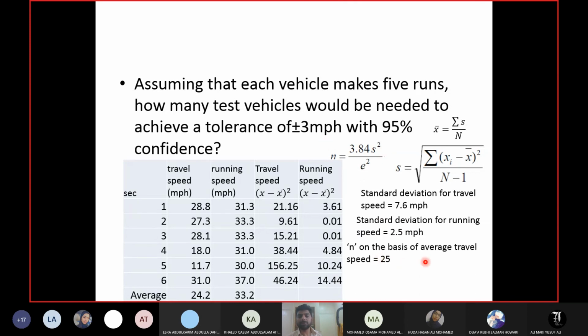The number of samples required according to average travel speed is 25. Now you need 25 runs and one vehicle will make 5 runs. So how many vehicles should you hire? 5. 5 times 5 will give you 25, right? So one vehicle will do 5 observations and you need 25 observations, so you need 5 vehicles. If you calculate it using the standard deviation of running speed, then the number of samples comes to be 3. Okay, and since one vehicle can do up to 5 observations, I will only hire one vehicle. If you are doing it on the basis of running speed, then you will only hire one vehicle.